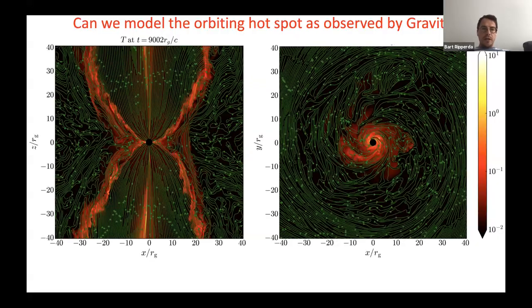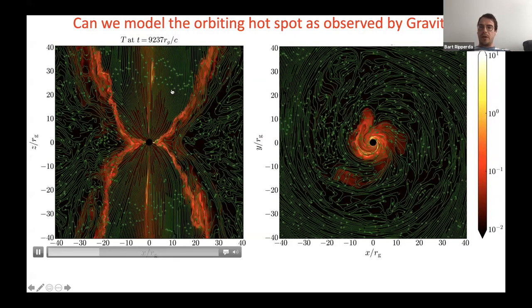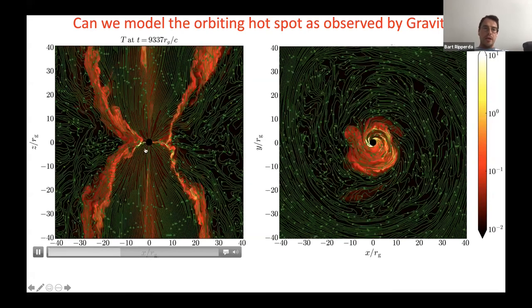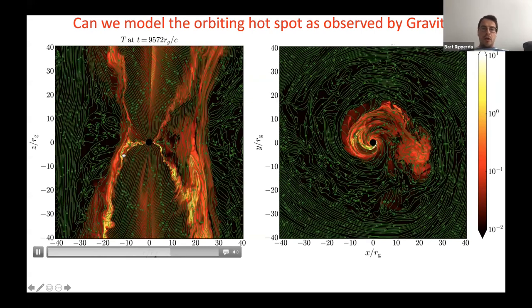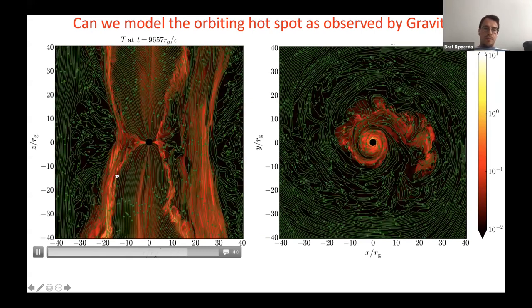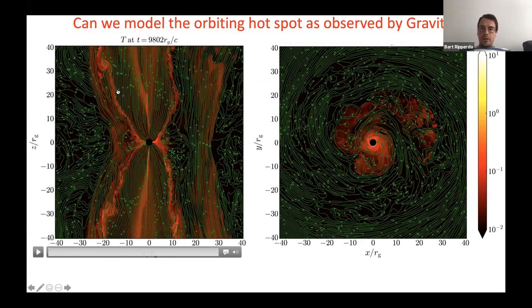So here you see again the video, this is the temperature again, the dimensionless temperature, so everything above one is relativistic. Here you see the flare. So the flare heats up the current sheet. The current sheet exhaust goes into the jet and goes up and down along the jet boundary. But here you see actually the exhaust of the current sheet.